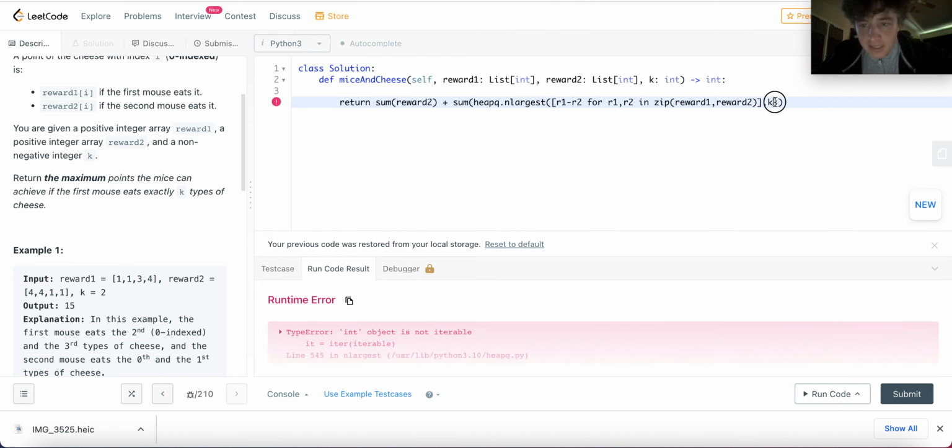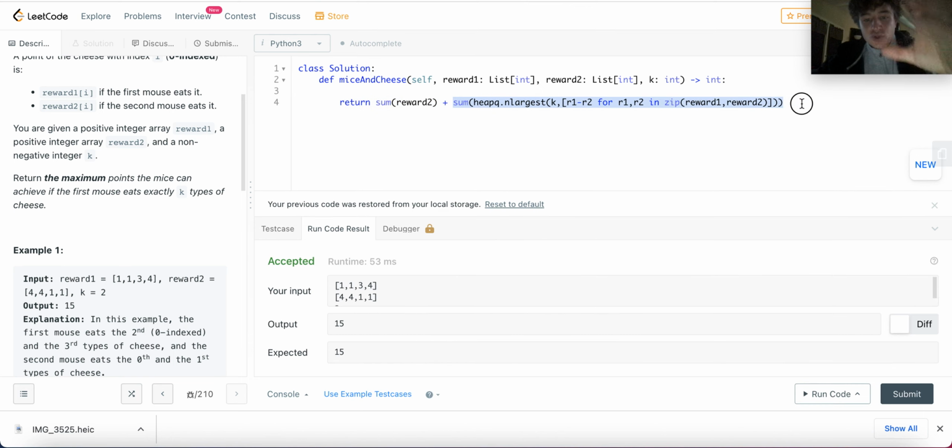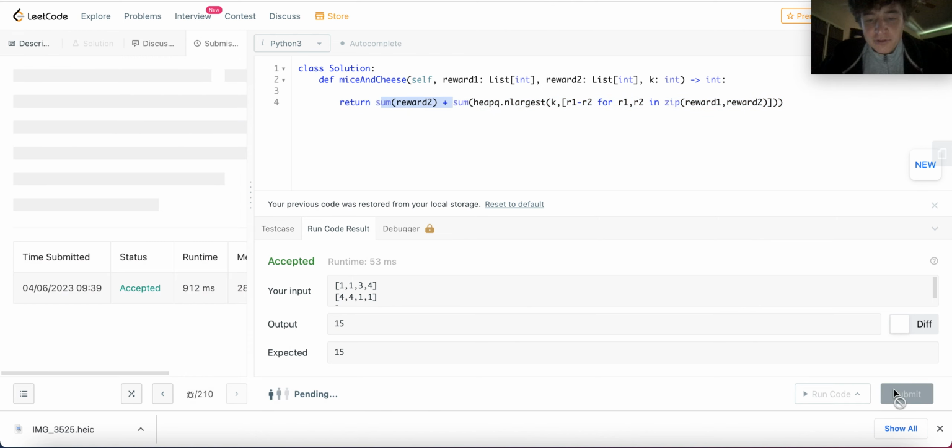Okay. Int object is not iterable. So it turns out in nlargest, you put the k largest that you want first. So basically what I'm doing is I'm saying, which are the largest differences that I should choose from mouse one first? And then I eat up everything in mouse 2.